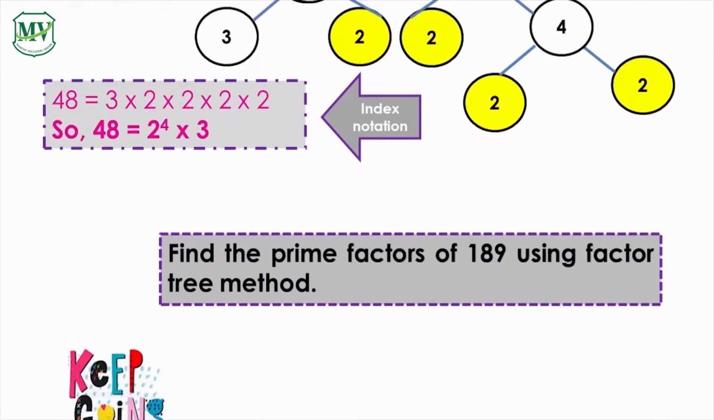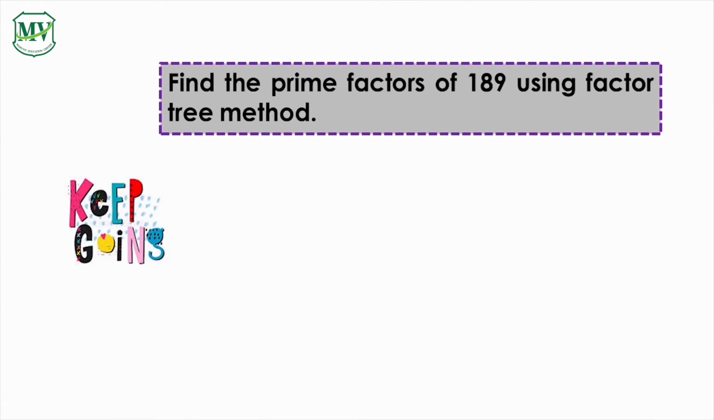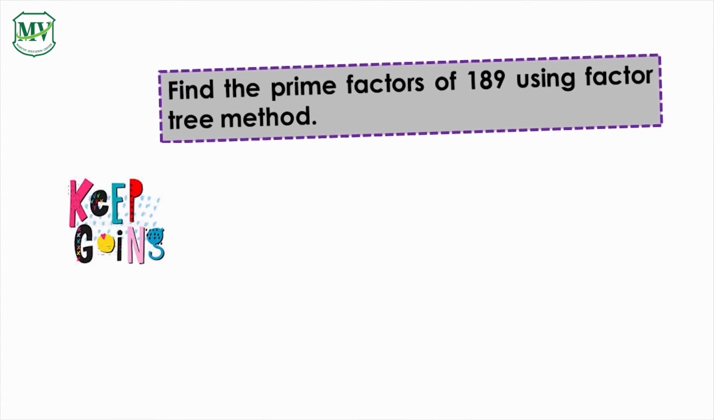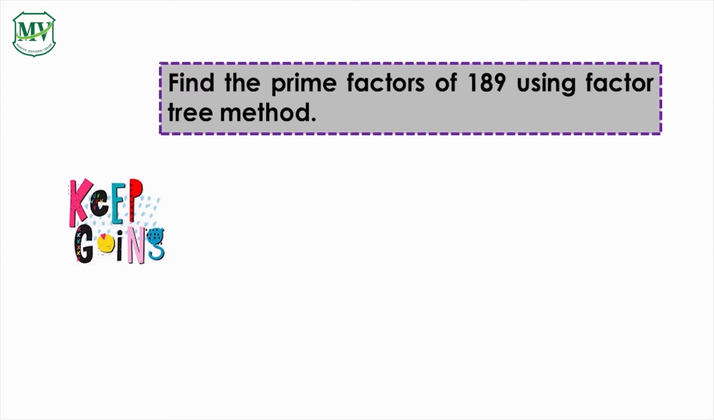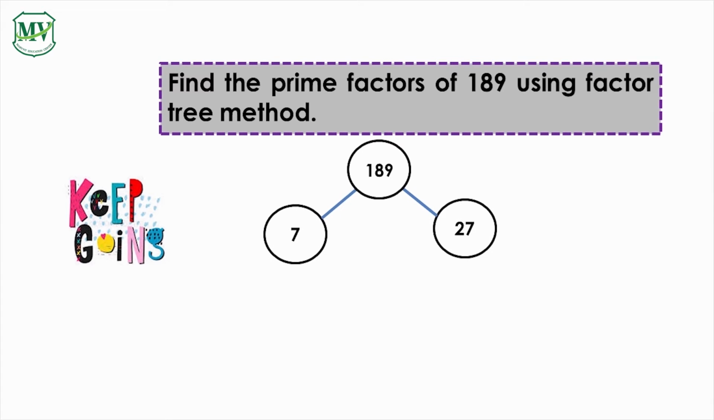Let's have another example using the factor tree method. We are going to find the prime factors of 189 using factor tree method. What are the factors of 189? You're fast! It's 7 and 27. Now, are 7 and 27 prime numbers? You're right! 7 is a prime number, while 27 is not.